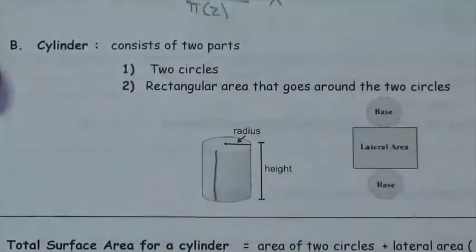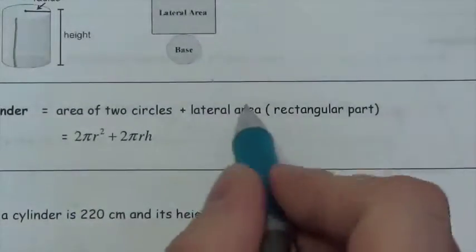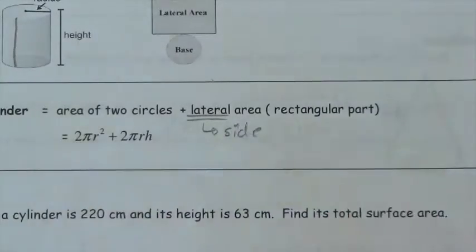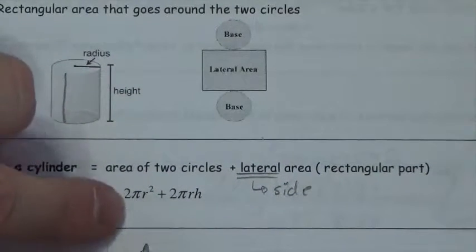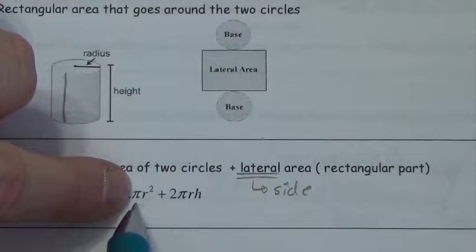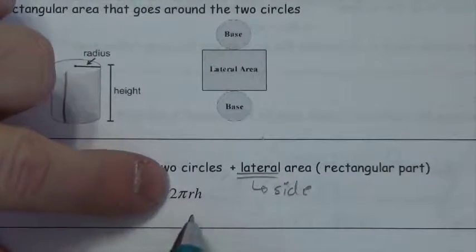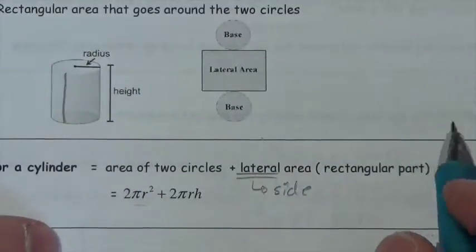So the total surface area of a cylinder is going to be the area of the two circles plus the lateral area. By lateral, we mean side. The side area, which is that rectangle that we were just talking about. And so 2 pi r squared, now just think about that. Pi r squared is the area of a circle, so 2 pi r squared is the two circles, the top one and the bottom one. This one's a little less obvious until you really break it down.